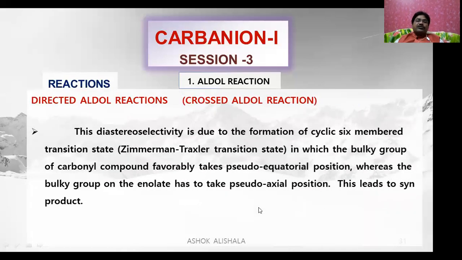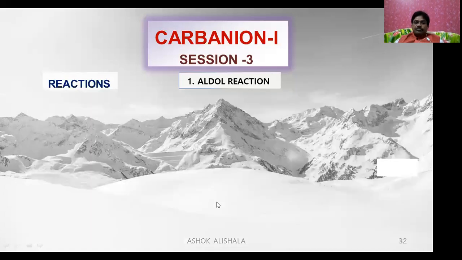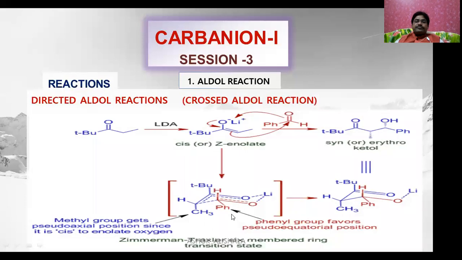This diastereoselectivity is due to the formation of a cyclic six-membered transition state, called the Zimmerman-Traxler transition state, in which the bulky group of the carbonyl compound favorably takes a pseudo-equatorial position, whereas the bulky group of the enolate has to take a pseudo-axial position. This leads to the syn product. You can see this one here.